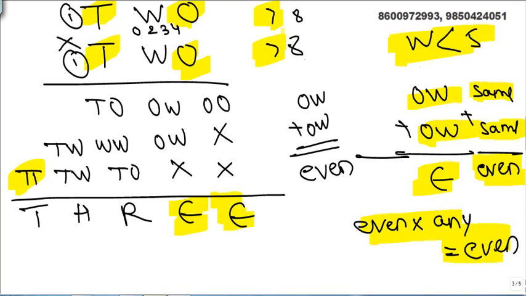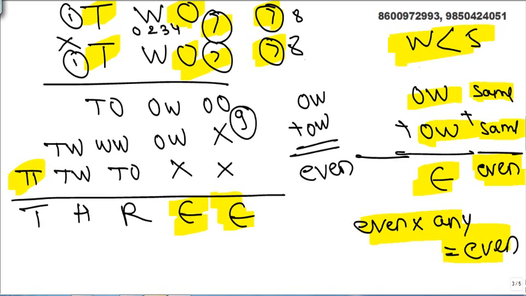Remaining are now two choices, 7 and 8. We try 7. If it's 7, 7 into 7, we get 49. This will become 9 and carry forward 4.